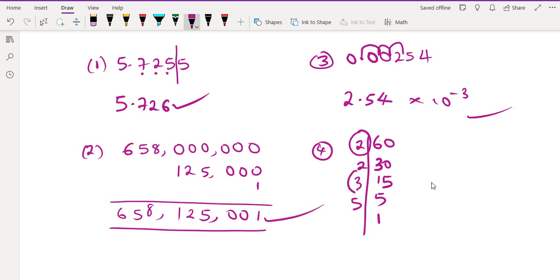So the sum of the prime factors becomes 2 plus 3 plus 5 equals 10. No, you don't add the two twice. You add the various prime factors. Did you hear that? You add the various prime factors.